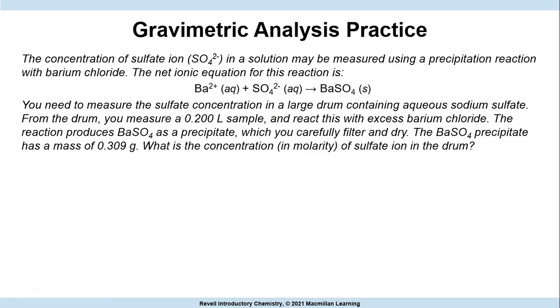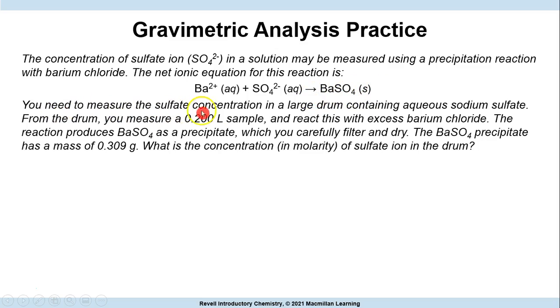Let's look at an example of a gravimetric analysis here. The concentration of sulfate ions in a solution may be measured using a precipitation reaction with barium chloride. The net ionic equation for this reaction is barium 2 plus reacting with sulfate 2 minus to form barium sulfate.